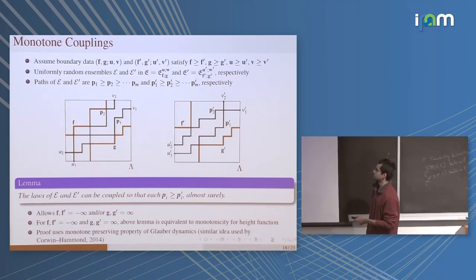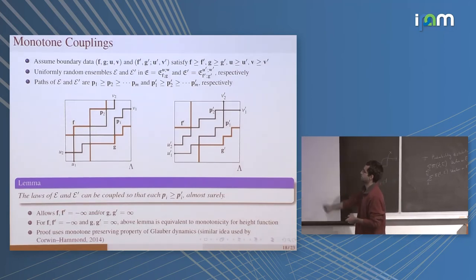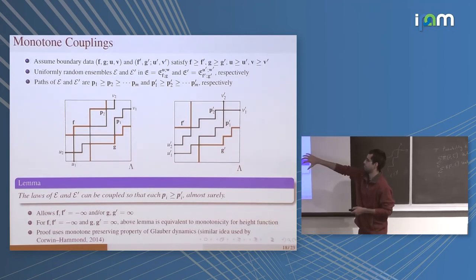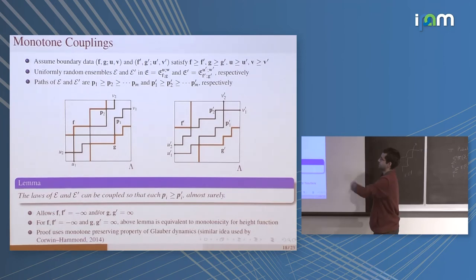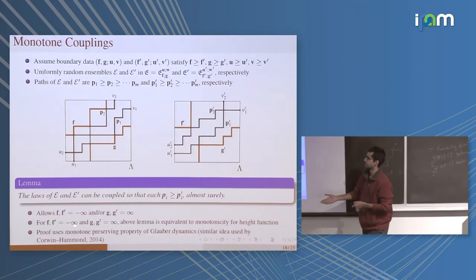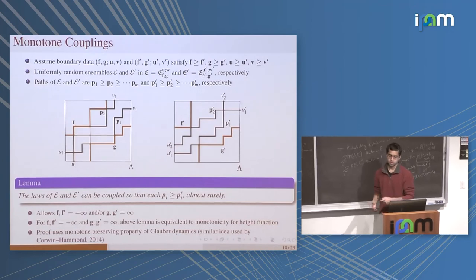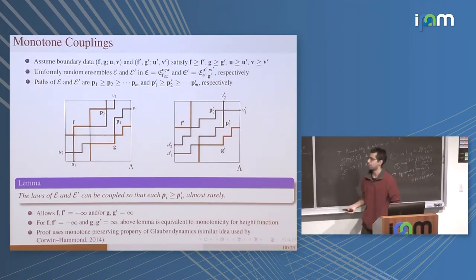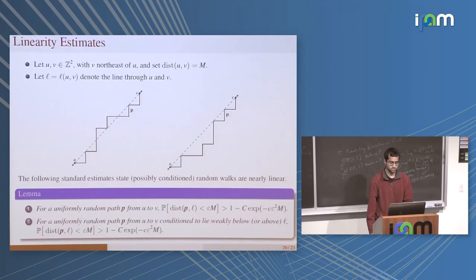Okay, so I should say that this allows F and G to more or less not exist. I can allow F to be minus infinity and G to be plus infinity. All that means is that I pull F off to the northwest infinity, and I pull G to the southeast infinity, basically removing those boundary conditions. So I'm allowed to set these equal to infinity as needed. The proof uses certain monotonicity properties of the Glauber dynamics of the model. I'm not going to talk about that, because I'm running out of time. So I'm skipping the proof.